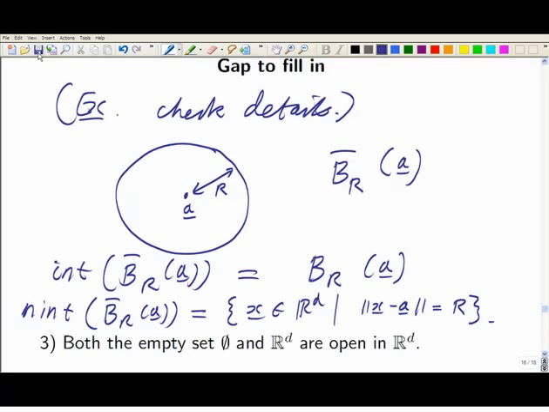But fortunately, we can write down an exact formula for it. It's those x in R^d such that norm of x minus a is exactly equal to capital R. And you can think of this diagram as a 2-dimensional cross-section of it. Obviously, the non-interior points are going to be the points at the edge of the set.